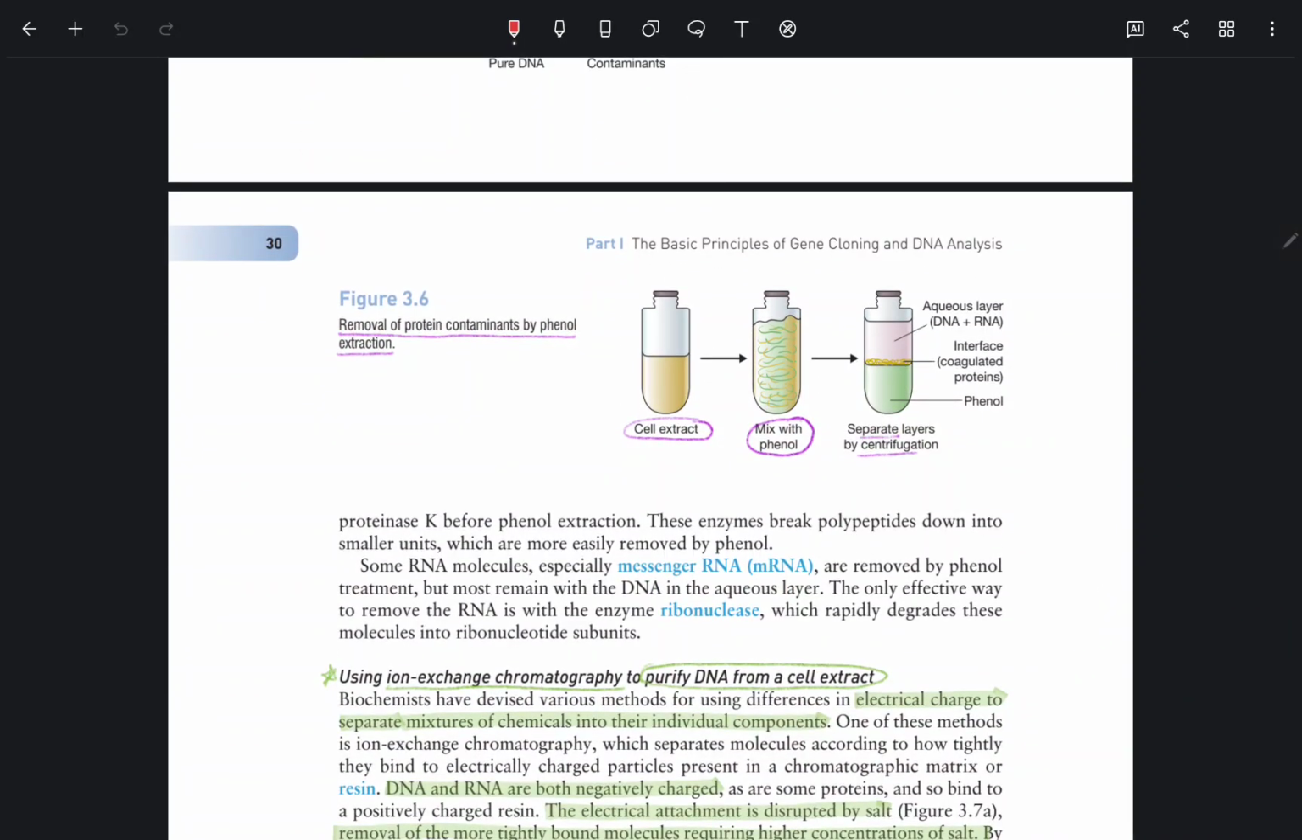Second picture shows the removal of protein contaminants by phenol extraction. Cell extract mixed with phenol then gives rise to separate layers by centrifugation. First layer is the aqueous layer, DNA plus RNA. Second layer is the interface, coagulated protein, and third layer is phenol.